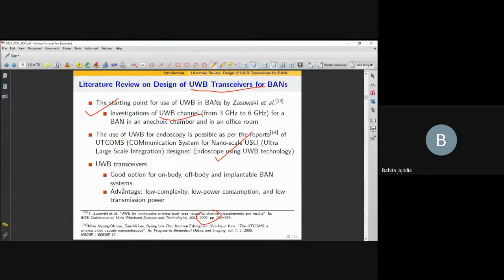So based on this, we can say yes, we can use UWB for the transceivers, and it can be a very good option for on-body, off-body, as well as implantable, because implantable use was already tried in the endoscope experiment.